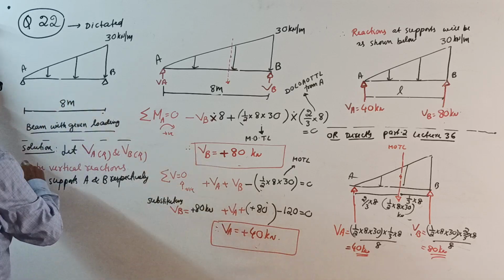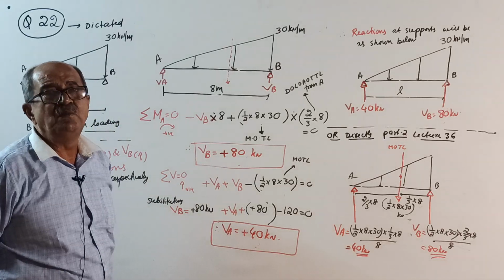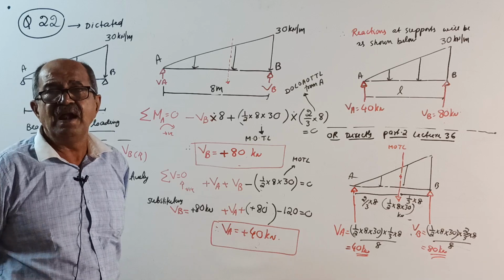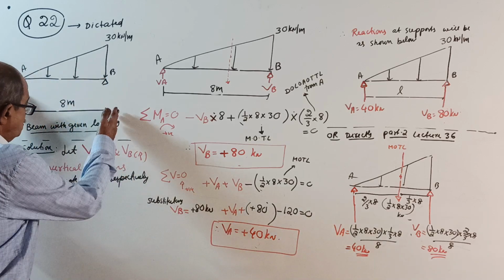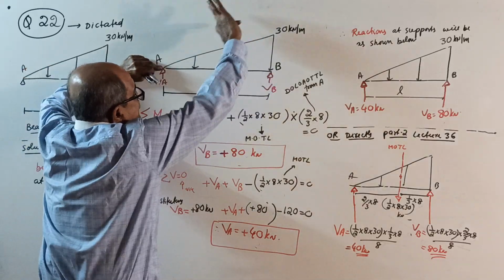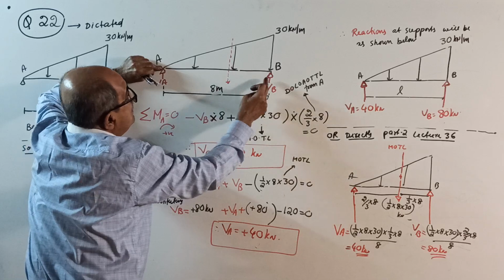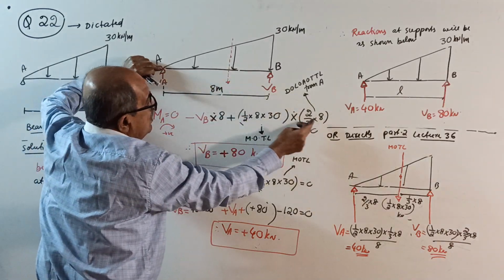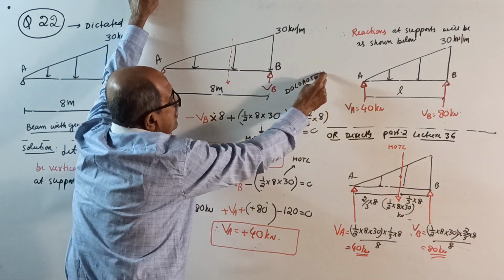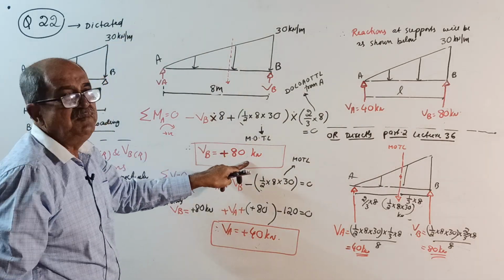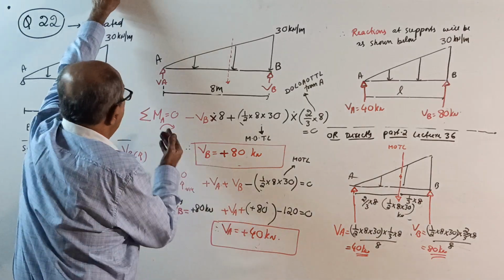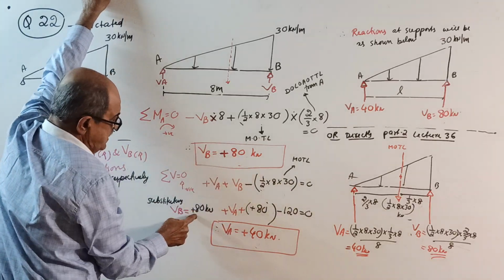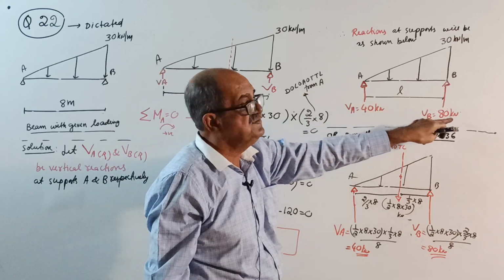Start. A simply supported beam of span 8 meter is loaded by uniformly varying load of intensity 0 at left end and maximum of 30 kilonewton per meter at the right end. Find the reactions. Usual statement. Take moment about A. Minus VB into 8 plus half into 8 into 30, the magnitude of total load, into 2 by 3 of 8, the distance of line of action of that total load from A, equal to 0. Simplify, VB will come 80 kilonewton. Sigma V equal to 0: VA plus VB minus this total load equal to 0. Substitute VB equal to 80 kilonewton, VA will come 40 kilonewton is the answer.